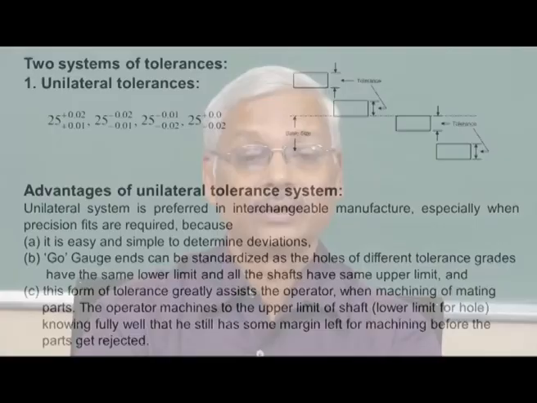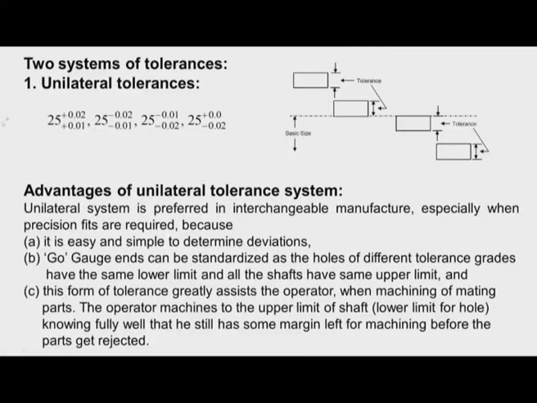So far we studied what the tolerance is and what the fit is, why tolerances are specified and what the need of fit is. Now let us try to understand what the systems of tolerances are. There are two systems of tolerances, one is called unilateral tolerance and the other one is called bilateral tolerance.